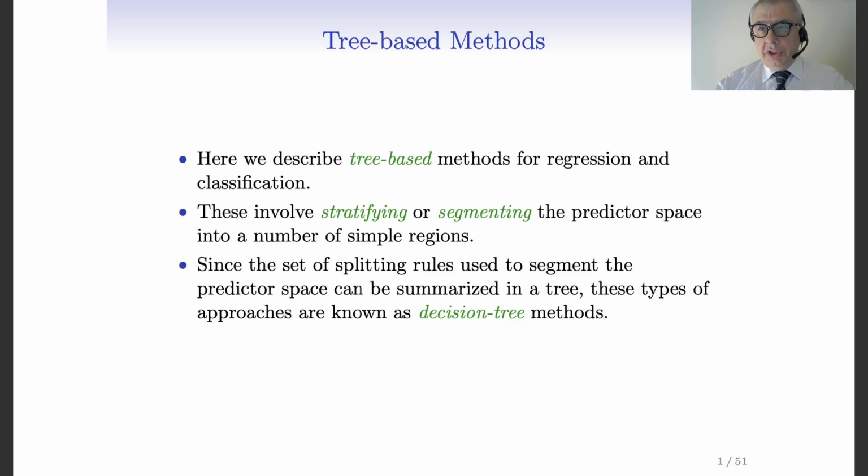Today we start a new chapter. The topic is tree-based methods, and as we will see, this is an approach quite different compared to those we have been investigating so far. The main idea is stratifying or segmenting the predictor space into a number of simple regions. Since the splitting rules can be effectively summarized in a tree, this family of approaches is known as decision tree methods.